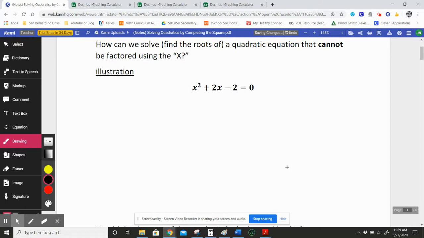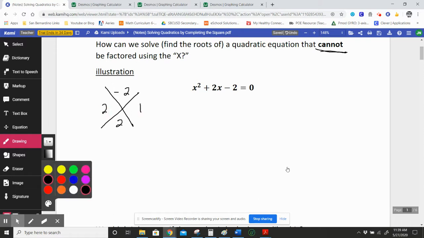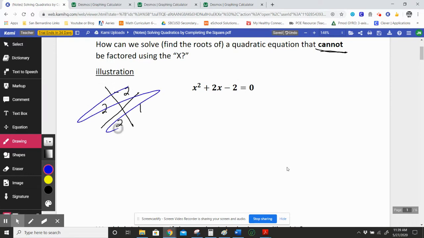We want to solve that, but notice that this one cannot be factored by using the x. If I try to use the x, I'm going to put negative 2 on top and then 2 on the bottom. I want two numbers that multiply to the top number but add to the bottom number. The combination of those two numbers would be 2 and 1, right? But the problem is, if I make one of them negative, this adds up to a negative 1. And if I make the other one negative, this adds up to a positive 1, so it does not work. So this is actually not factorable, which is the problem.